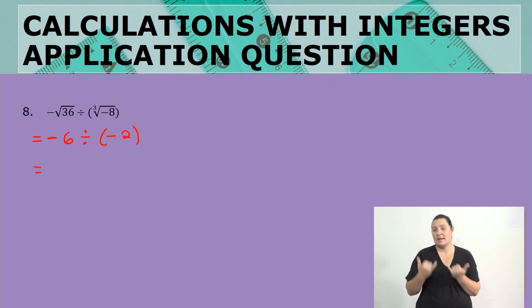Now, we are dividing a negative number with a negative number. So negative with a negative will give us a positive answer. And what is 6 divided by 2? Yes, you have it. It is equal to 3. So our answer there is a positive 3.